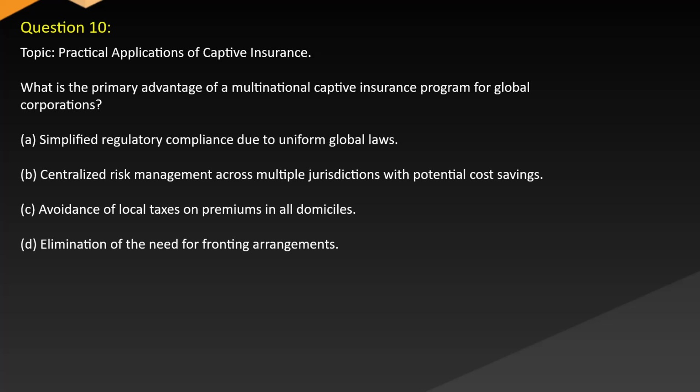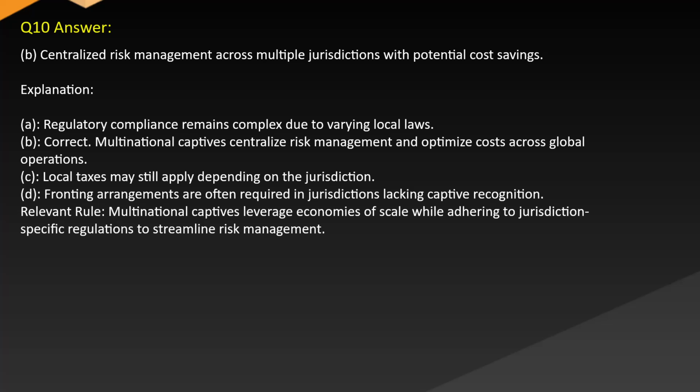A. Simplified regulatory compliance due to uniform global laws. B. Centralized risk management across multiple jurisdictions with potential cost savings. C. Avoidance of local taxes on premiums in all domiciles. D. Elimination of the need for fronting arrangements. Answer B. Centralized risk management across multiple jurisdictions with potential cost savings.